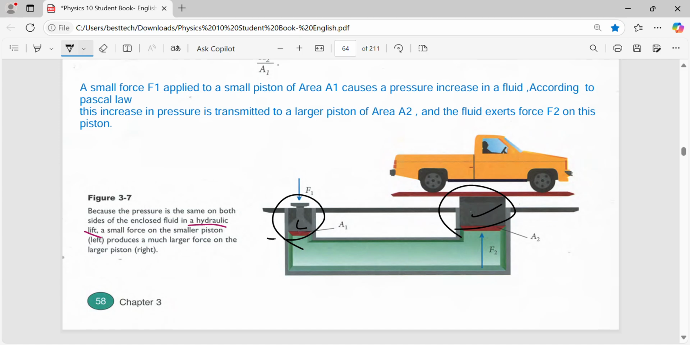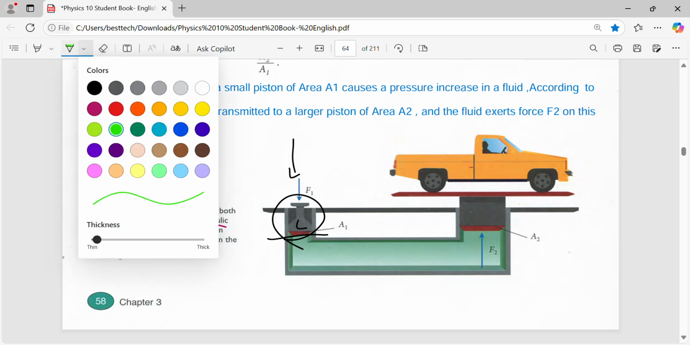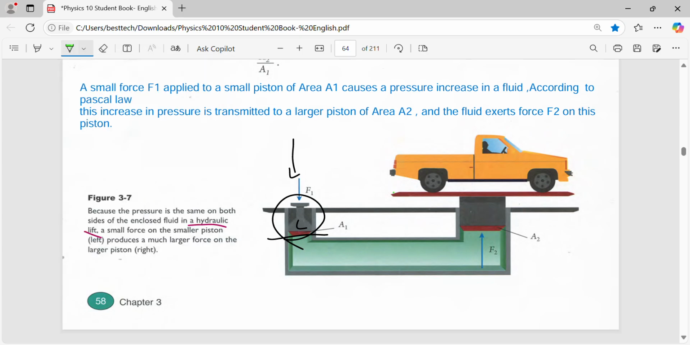And the first piston, in this piston we have to apply force. But in the second piston we cannot apply force. The second piston only, look, is the position of the car. So the cars are staying on the second piston.